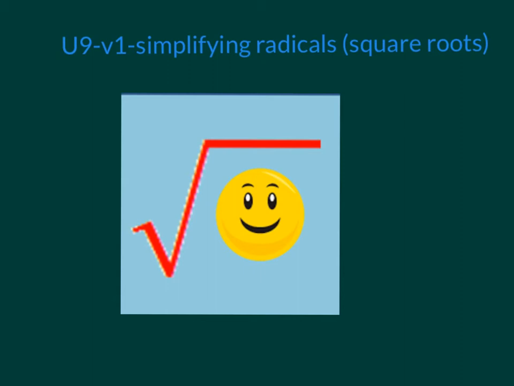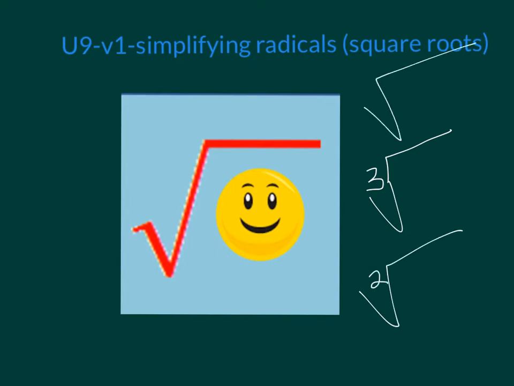This is Unit 9, Video 1, Simplifying Radicals. We're going to do square roots, but anytime you see this symbol here, it's a radical. It depends on what's here. For example, that's the cube root. If it has nothing, there's an actual 2, and that's our square root.